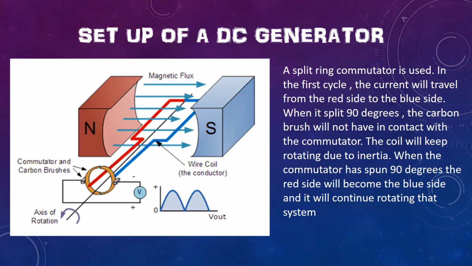Why will the coil still rotate when it is not touching the carbon brush? This is due to inertia from the force produced before. When the coil is rotating, it will cut the magnetic flux produced by those two magnets, the north and south magnets. And when the coil cuts the magnetic flux at 90 degrees, the force produced will be maximum.